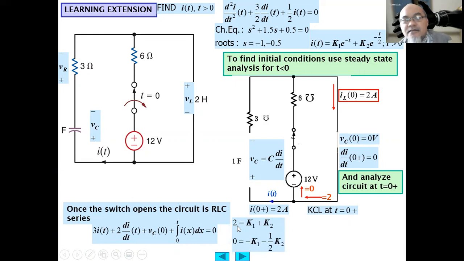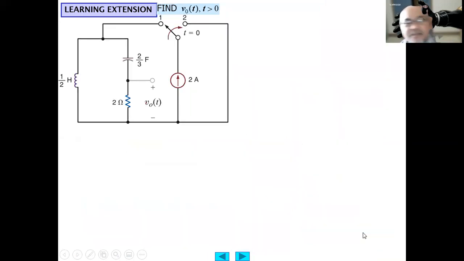So from here, we obtain 2 equals K1 plus K2, and from the derivative, 0 equals minus K1 minus half K2. From these two equations, we can solve for K1 and K2. And i(t) then becomes minus 2 exponent minus t plus 4 exponent minus t over 2, for t larger than 0.